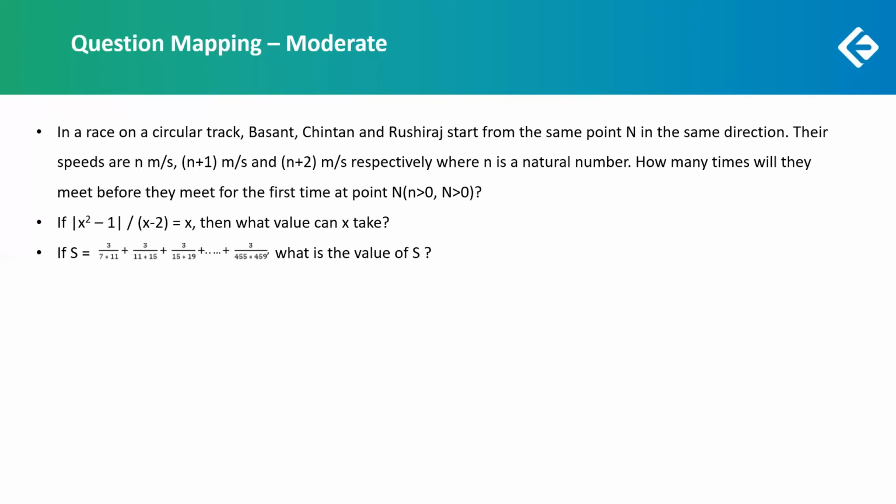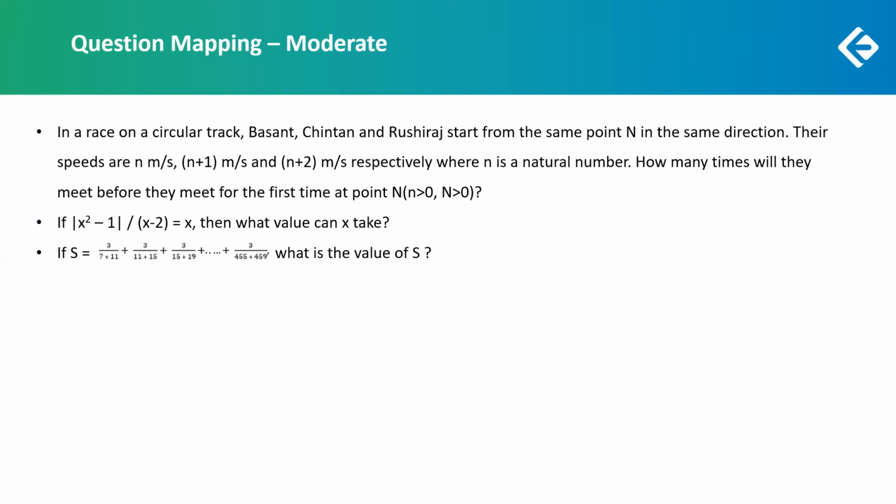One good method would be to assume values for small letter n. So n, n+1, n+2, you could take them to be 3, 4, 5. And similarly, you could assume the perimeter of the track, the total length of the track, to be the LCM of 3, 4, 5. And in that way, you could solve. So not very difficult if you had assumed some values.